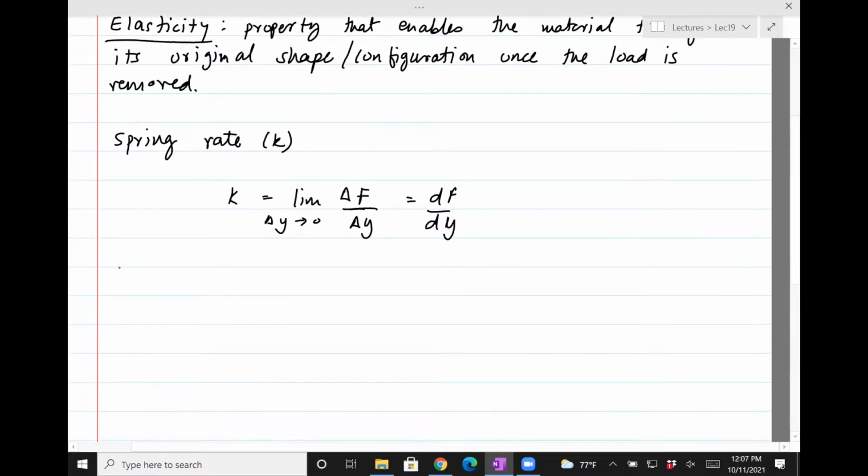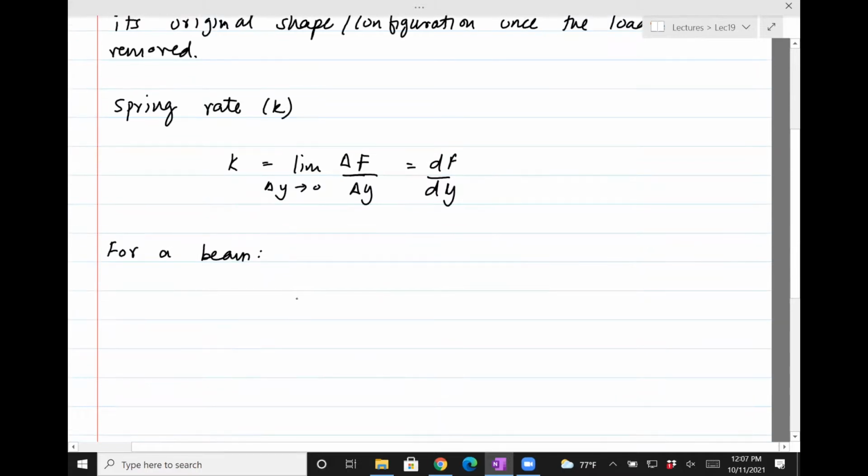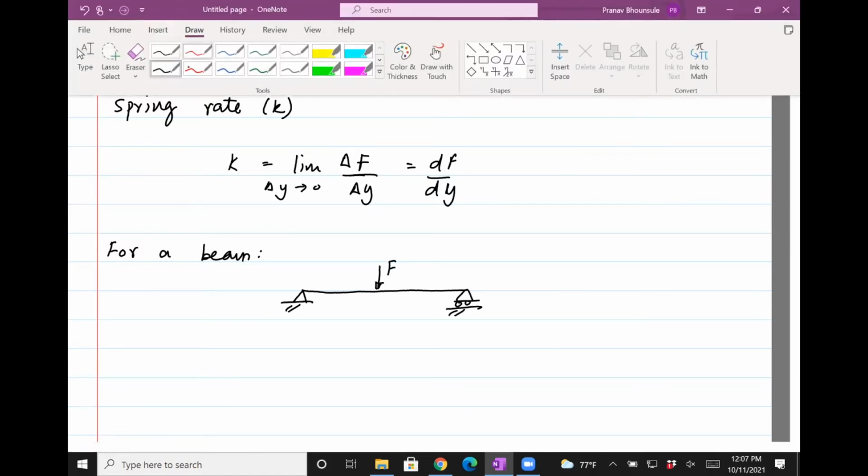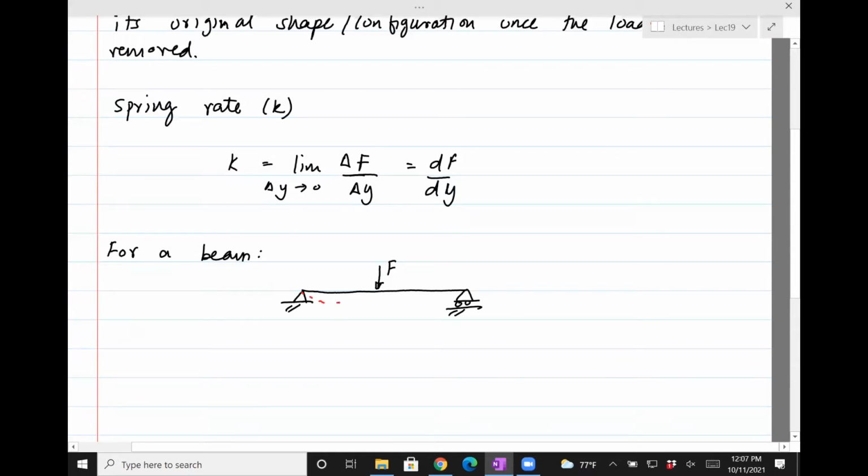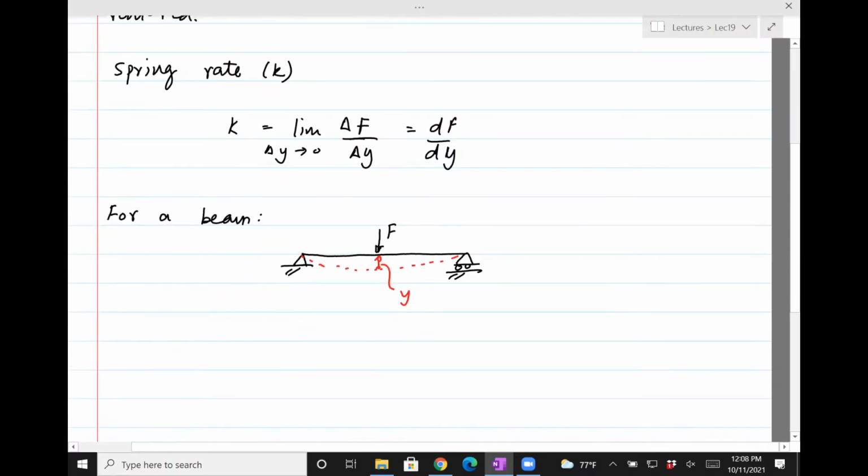So for a beam, when there's a load F, and I've just shown a simply supported beam, but there could be other beams, and the load can be at any point, there will be a deflection, and that deflection, let's say, is Y, then we can write the spring constant or spring rate as F divided by Y.